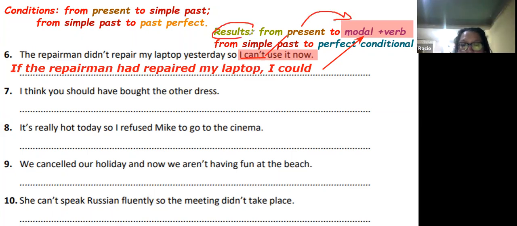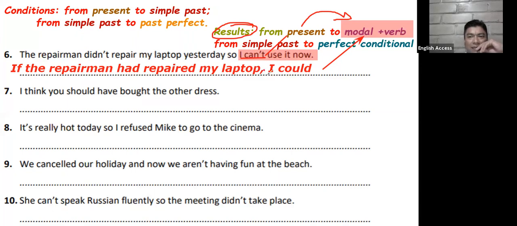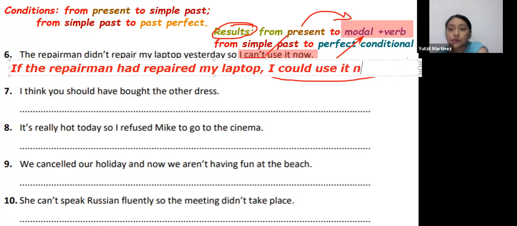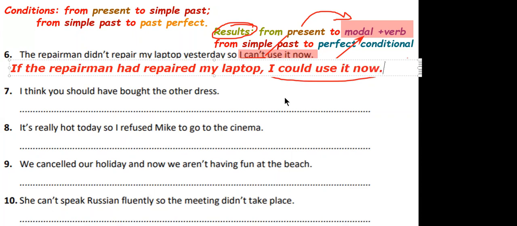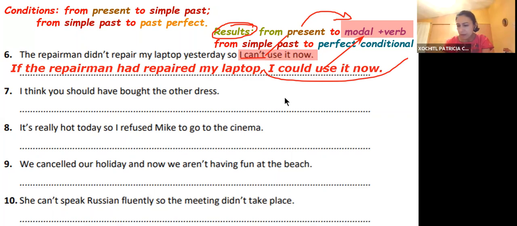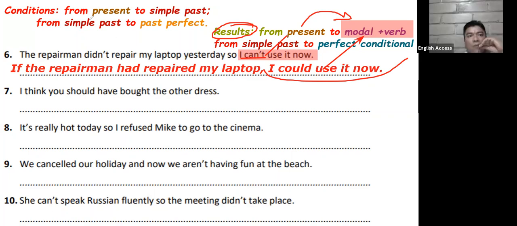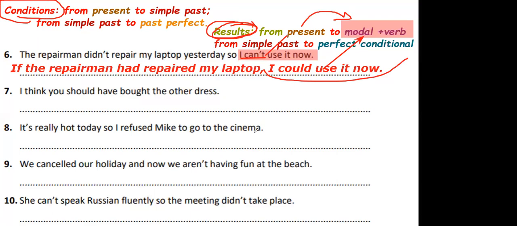We're talking about the result. So it's okay: I could use it now. Yes, because I saw perfect conditional, the modal verb, and then perfect conditional. That's what you have to pay attention to. What is the condition and what is the result? All the time.